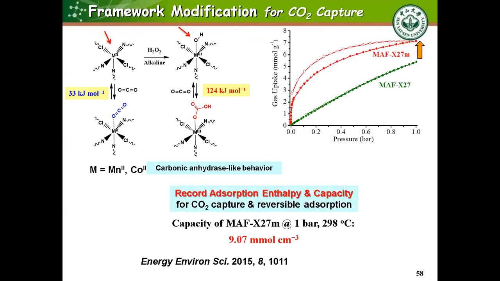Actually, both cobalt(II) and manganese(II) ions can be used to generate isostructural metal(III) MAFs, MAF-X25 and MAF-X27 respectively. For charge balance, monodentate hydroxides are formed after oxidation modification. This hydroxide can form a bicarbonate after carbon dioxide adsorption, so that the carbon dioxide uptake and binding energy of the metal(III) MAFs are much higher than those of metal(II) MAFs, making a record adsorption enthalpy and adsorption capacity. This chemical adsorption behavior of the MAFs is very efficient and is similar to that of carbonic anhydrase in animals for interconversion of carbon dioxide and bicarbonate to maintain the acid-base balance and to help transport carbon dioxide.